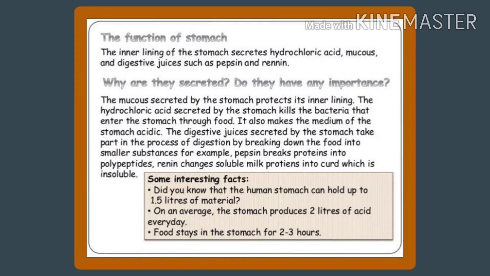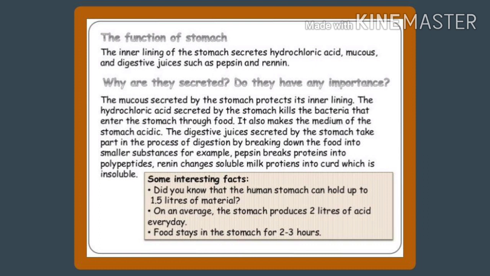Now, the function of the stomach, write down the heading. So what is the function of the stomach? The inner lining of muscle inside your stomach secretes hydrochloric acid as you just studied. It also secretes some mucus, and it secretes digestive juices such as your pepsin and your renin. So digestive juices, pepsin and renin, break down proteins in your food. Now the inner lining of the stomach also, you saw, has released some mucus.